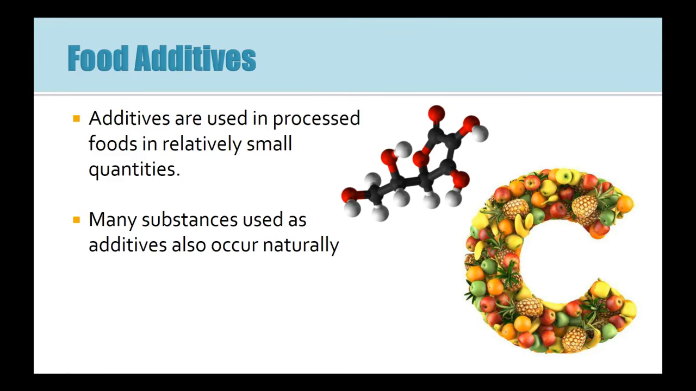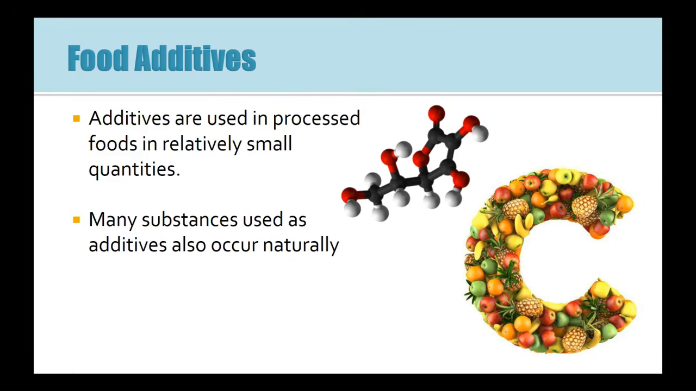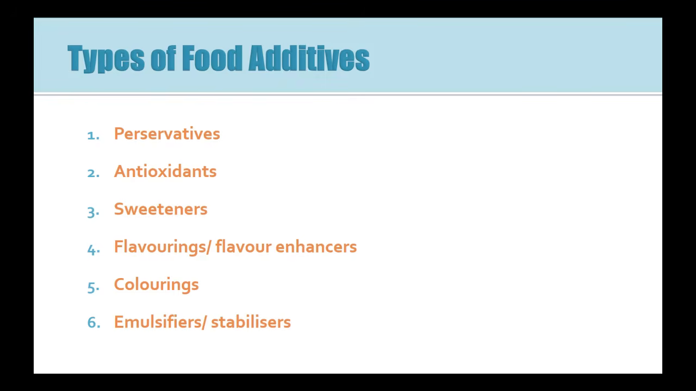So some substances are actually naturally occurring. So vitamin C is an example of an additive that is naturally occurring, and lecithin that I talked about before is actually naturally occurring as well, and it's found in eggs and soybeans and is added as a food additive. So not all preservatives or additives are artificial.